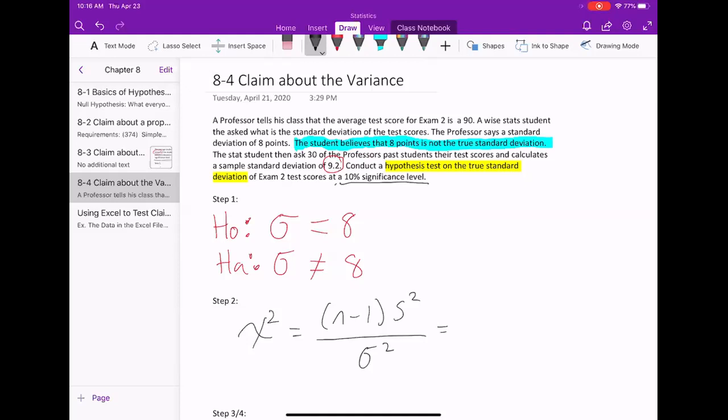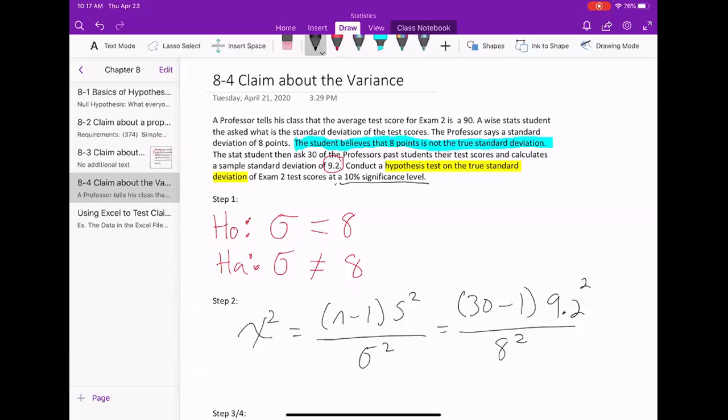What is n? The sample size. Yep, 30. So I have 30 minus 1. What is my standard deviation? What's my S? 8. No, that's my sigma. 9.2. There we go. This is where you have to know your symbols, because if you put 8 on the top and 9.2 on the bottom, you're going to get a very different result.